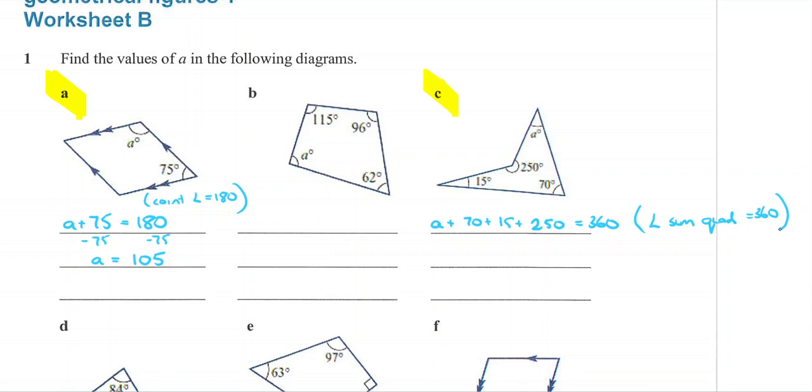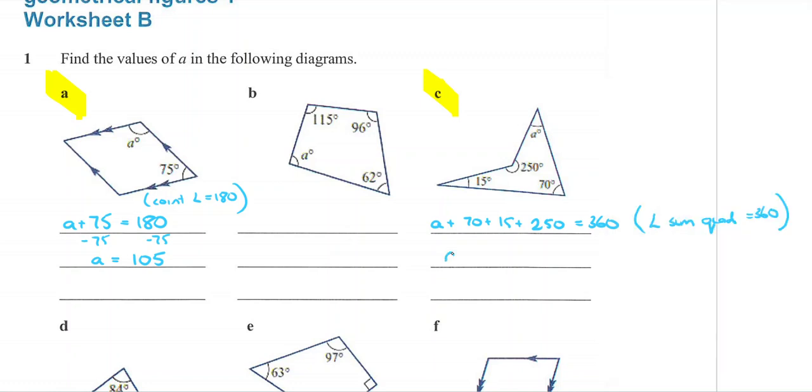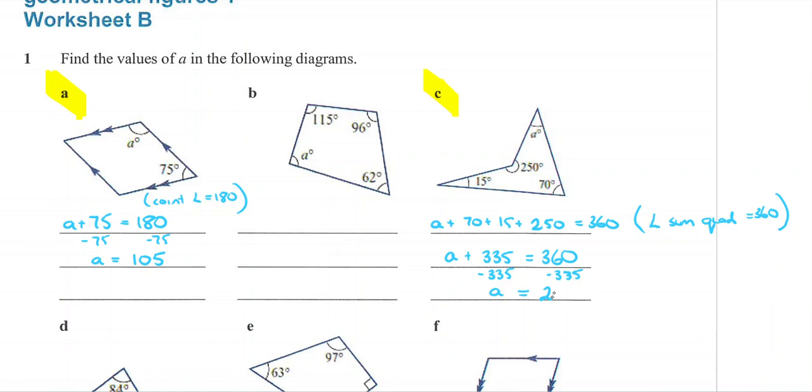Like before, collect up all your like terms before you try to do any solving. So we're going to go 70 plus 15 plus 250, so 335. A plus 335 equals 360. Then we're going to subtract the 335 to find our answer, which is 25 degrees.